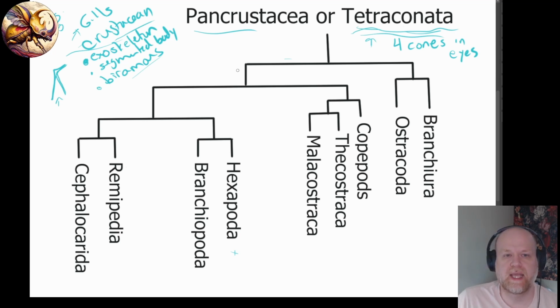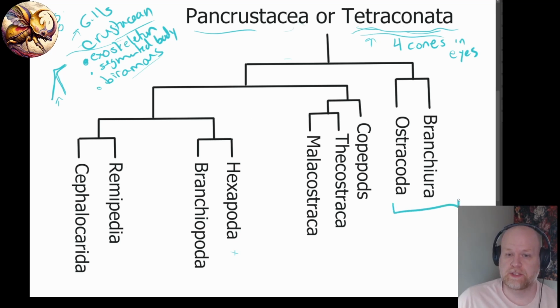But in crustaceans, they actually have either hemoglobin, like mammals do, or they have a hemocyanin, which is different. I believe is that copper or is it nickel? I can't remember. That is instead of iron, that is used to bind oxygen and transport it throughout the body. So when we talk about crustaceans, we're talking about these general characteristics, and those characteristics don't apply to everything within the Pancrustacea or the Tetraconata.